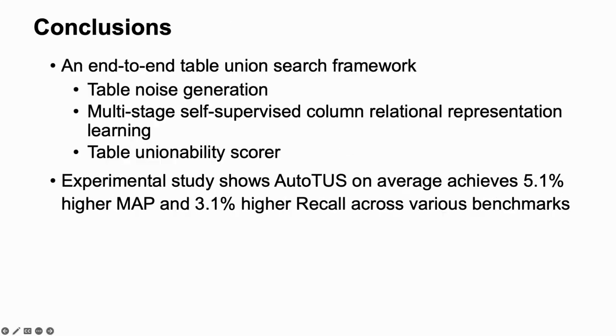In this paper, we propose a multi-stage self-supervised table union search framework, which represents column relation as column relational representations and learns this representation in a multi-stage manner that can better describe column relation for unionability prediction. In addition, a table noise generator is proposed to improve the robustness of our approach against table noise. The conducted experiments demonstrate the effectiveness of the proposed approach.